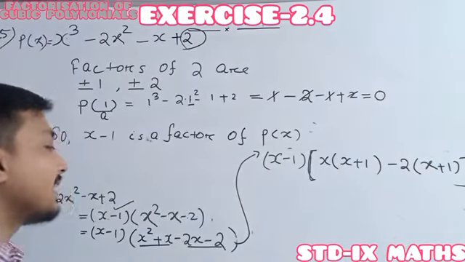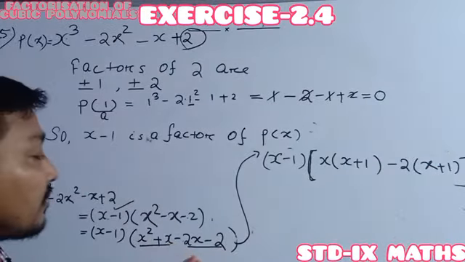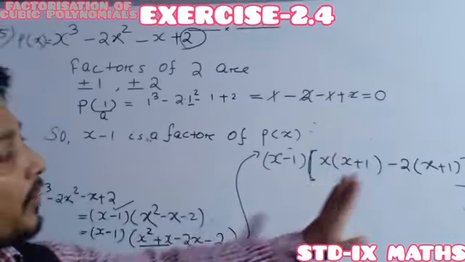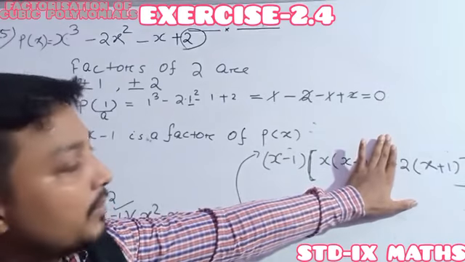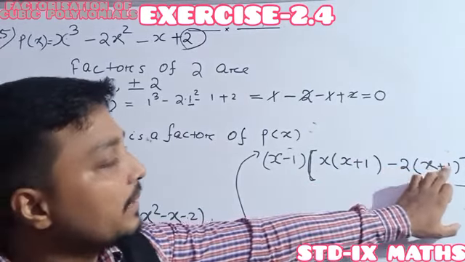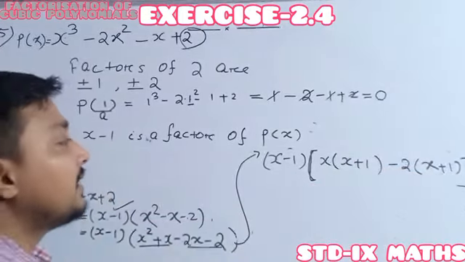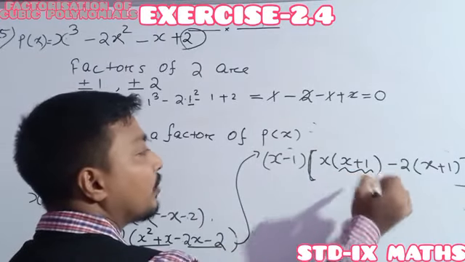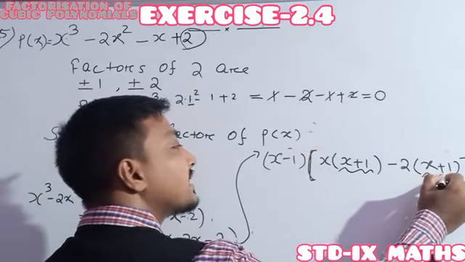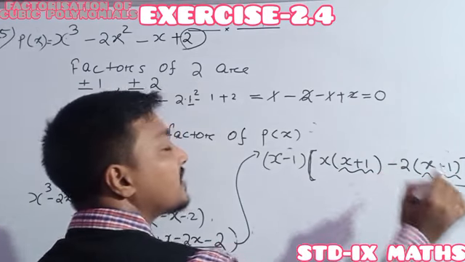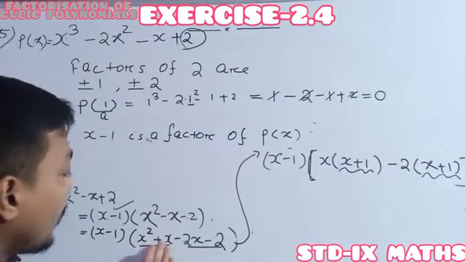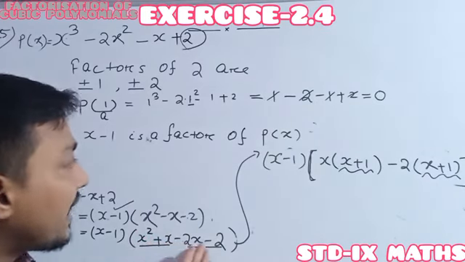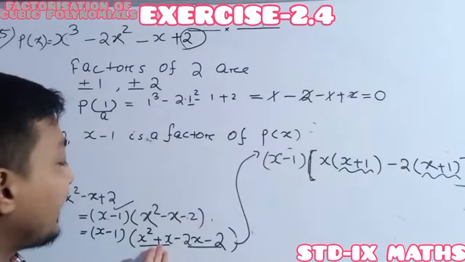Suppose one will say that, sir, why you choose minus 2 as common? Also we can take plus 2 as common. See, whenever we will take plus 2 as the common, within the bracket it will be minus x and minus 1. But here it is plus x plus 1 that we want. To get the plus x and plus 1, I must have to take the minus 2 as the common.